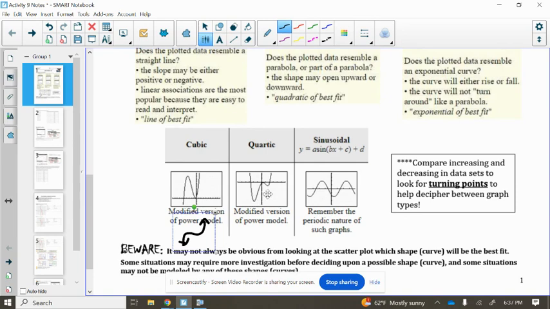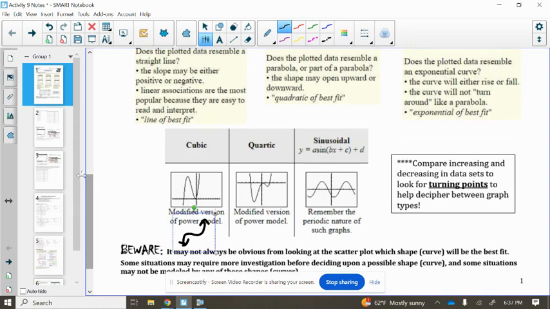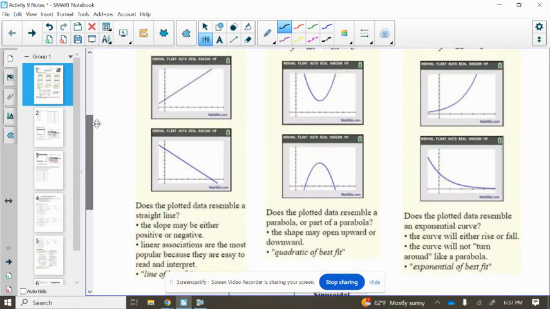Our quartics have three turning points, and again are either upward facing or downward facing. And then sometimes you'll even get some trigonometric ones like a sine graph, where we see that pattern going up, down, back to the beginning. A lot of times what we're looking for with this is either a constant growth, like addition or subtraction, to be a line, or a multiplicative change like multiplying or dividing by a value. That would be good with an exponential.